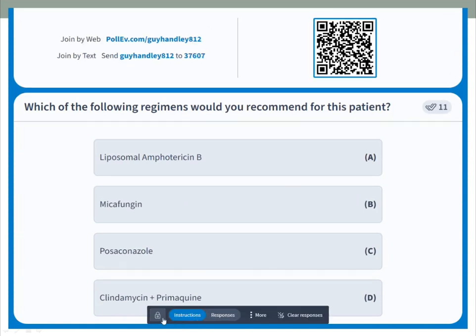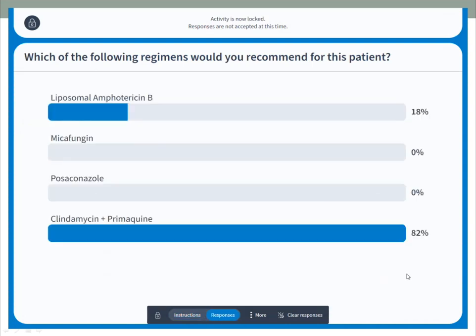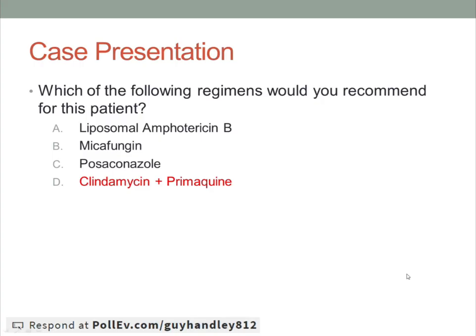Okay, so we got about 11. We have 18% with amphotericin B and 82% with clindamycin and primaquine. So clindamycin and primaquine is the right answer.